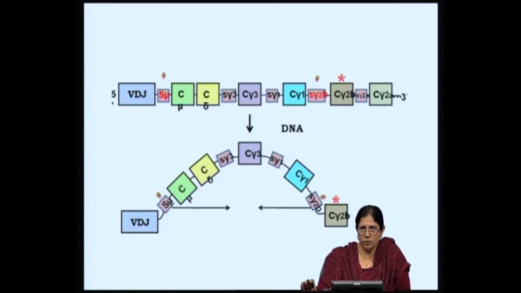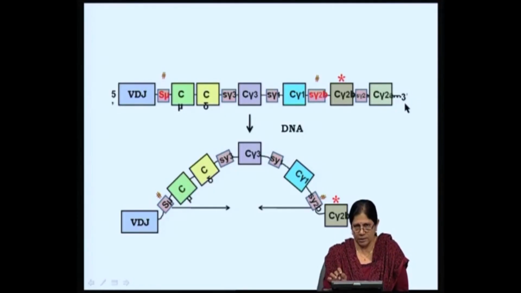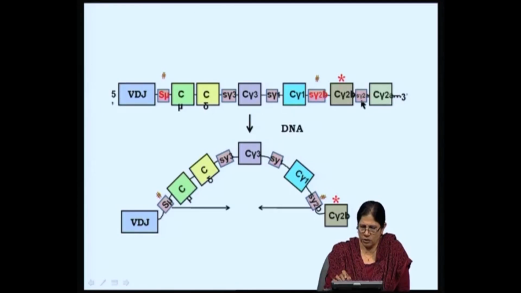Now, I told you a little while ago that recombination can take place between C mu and any one of the constant domains barring C delta. Therefore, there has to be a switch region gene on the 5' side of every constant domain. Some of the constant domains I have not listed here because of lack of space, but the switch region genes on the 5 prime side are present for every constant domain except C delta.